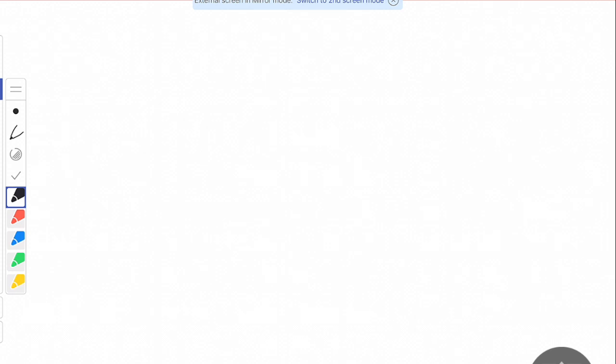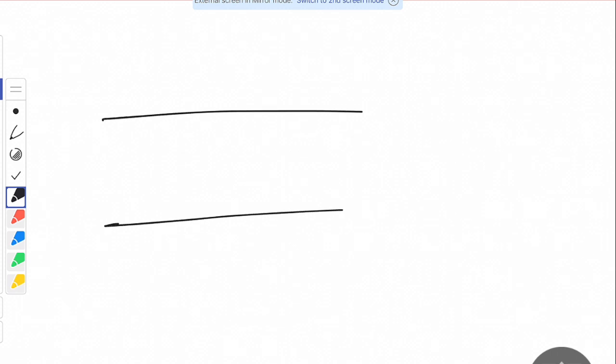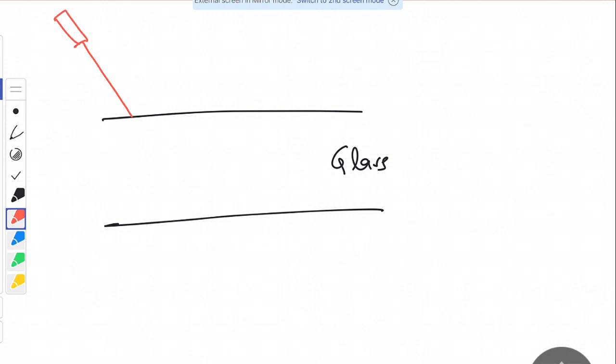Now, first question for you: imagine that this is, let us say, a slab of glass. Okay, this is a slab of glass, and a ray of light falls on it. So let's say there is a torch or something here, and this torch is sending a ray of light. So there is a ray of light going like this, and the question is, what happens?